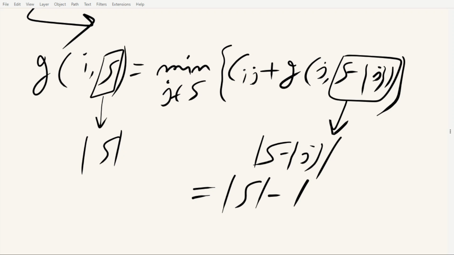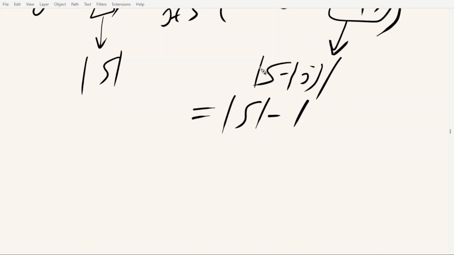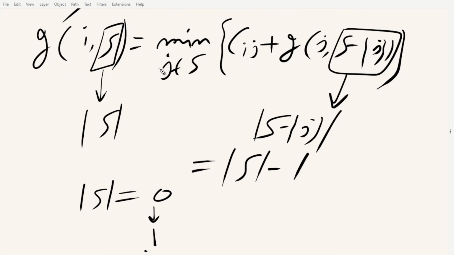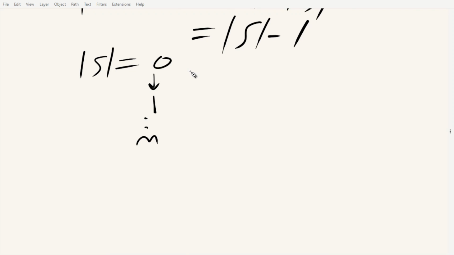So here we follow the bottom up approach. We start with the smallest subproblem, in increasing order of size of S. So we start with the empty set, where the number of elements in S is 0. Next we increase this to 1 and so on, up to n minus 1. So we follow the bottom up approach in our dynamic programming.